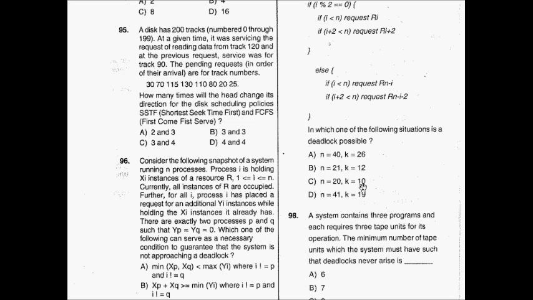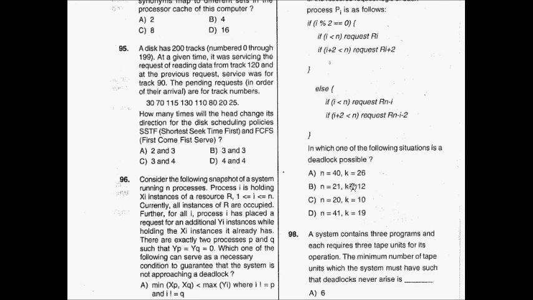Now you see n is equal to 14, k is equal to 26, both are even. N is equal to 20, k is equal to 10, both are even. And n is equal to 21, k is equal to 12, odd and even. N is equal to 41 and k is equal to 19, both odd. See, the most important thing is both are even, so these two are of the same kind, only the number of resources and processes are more, so that will not be the answer.